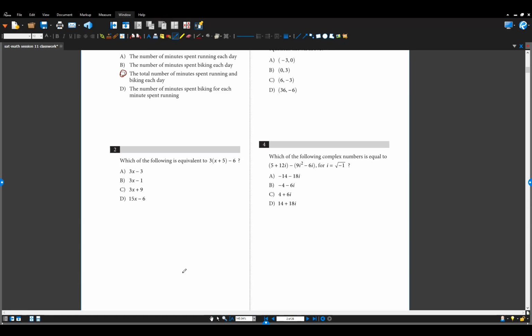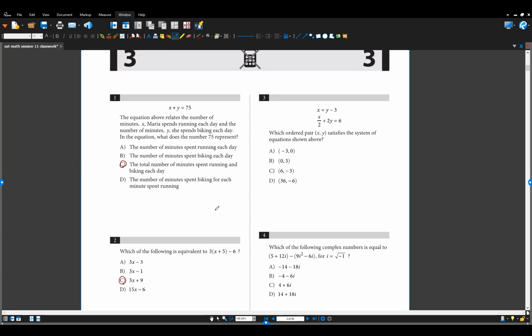Plus 5 minus 6. So it's going to be like 3x plus 15 minus 6. 15 minus 6 is 9. So the C again. C again, right? Okay, 2 more. All right, number 3.